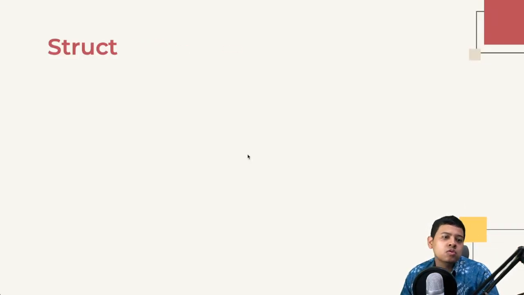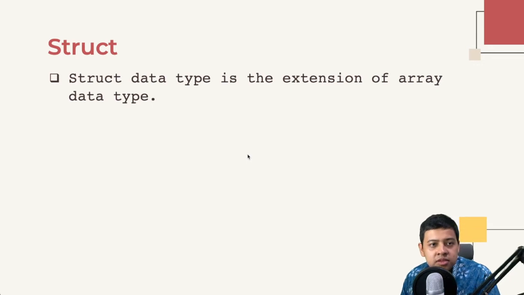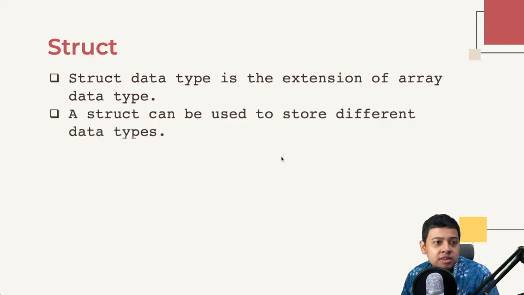So struct, what is a struct data type? A struct data type is the extension of array data type. Maybe similar, but not that different. Yeah, but there is still some difference.